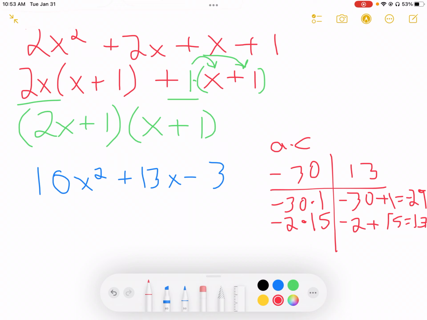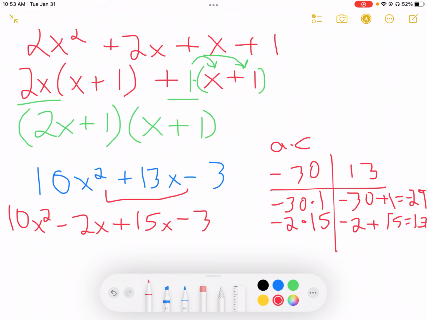Okay, now that I have my two numbers, like I said, there's nothing that says that you have to write the negative term first when you write out the expansion of this middle x part, but that's what is easiest. Okay, so you write 10x squared minus 2x plus 15x minus 3.